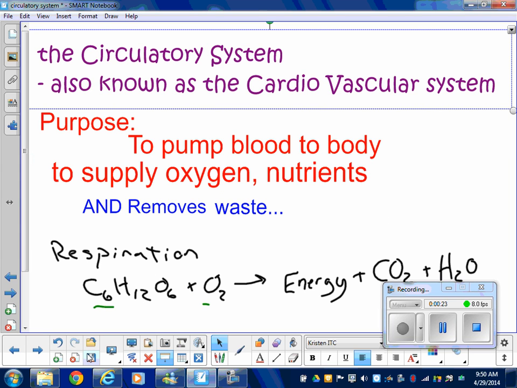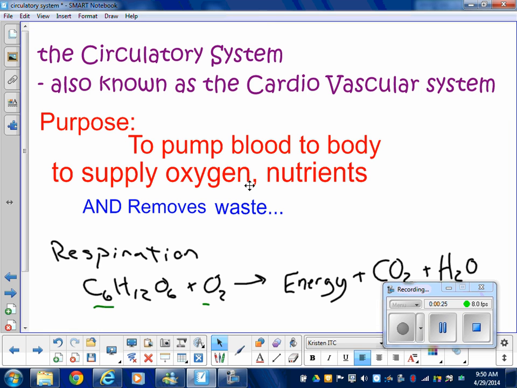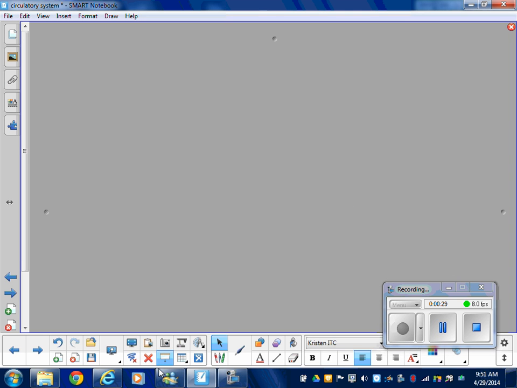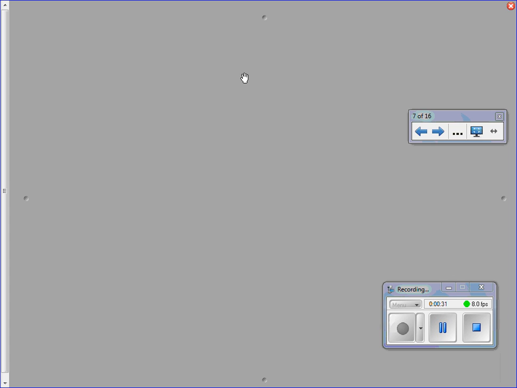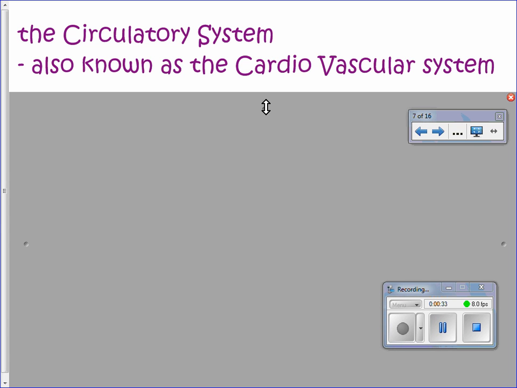We talked about this yesterday. You should have a lot of this stuff written down in your notes from yesterday, and you can follow along with that. So the circulatory system, also known as the cardiovascular system. What is the purpose of this system? Yeah. So the whole purpose of the system is to circulate blood through the body.